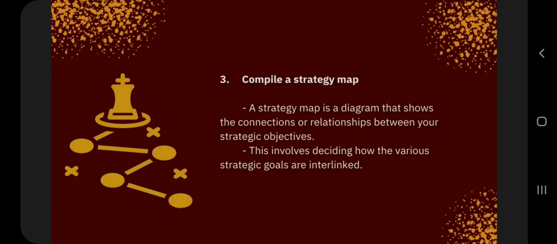The third step is to compile a strategy map. A strategy map is a diagram that shows the connections or relationships between your strategic objectives. This involves deciding how the various strategic goals are interlinked. During this step, the team will construct a strategy map, clearly identifying any links that exist. It must also identify any overlap in objectives.